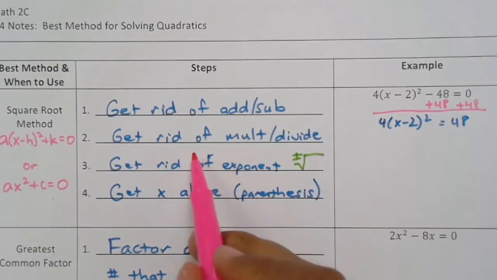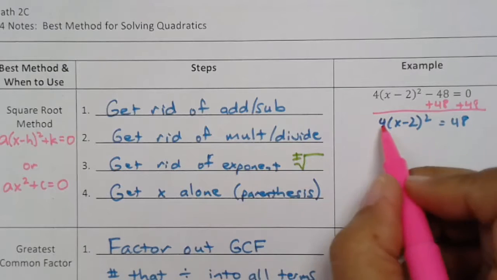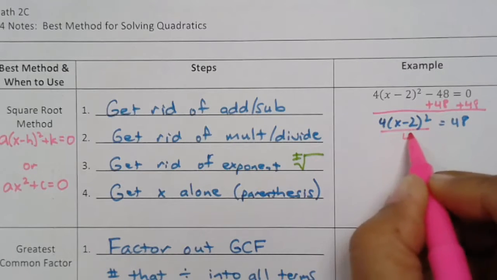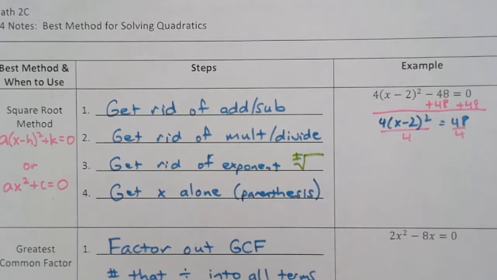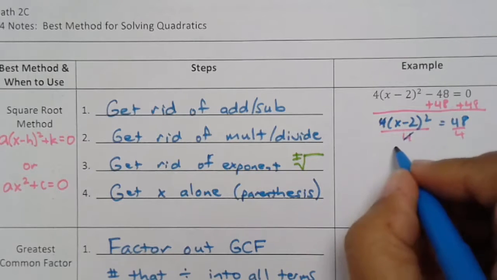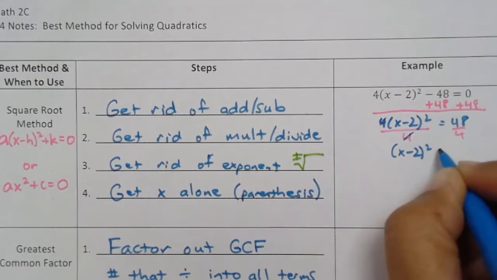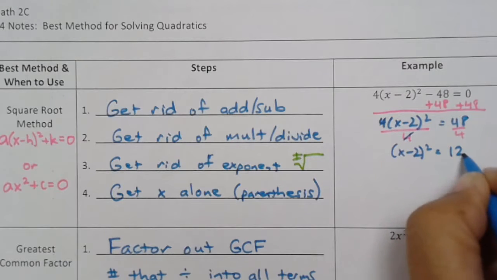Next step, let's get rid of anything that's being multiplied or divided. 4 is being multiplied, so I'm going to go ahead and divide that. And that cancels out the 4 here, which leaves me with just the x minus 2 squared. And 48 divided by 4 is 12.